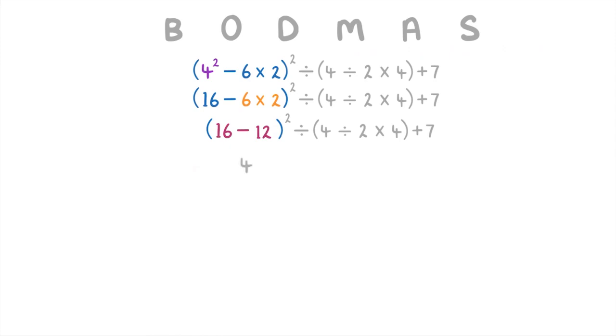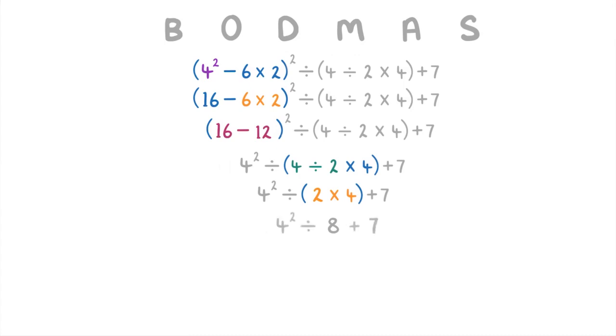At this point, we've finished simplifying this first bracket. So we can rewrite our equation as 4 squared divided by the bracket 4 divided by 2 times 4 plus 7. And then next, we're going to have to deal with this other bracket. And the only operations inside it are a division and a multiplication. So we do the division first, 4 divided by 2, which is 2. And then we can multiply that 2 by the 4 to get 8.